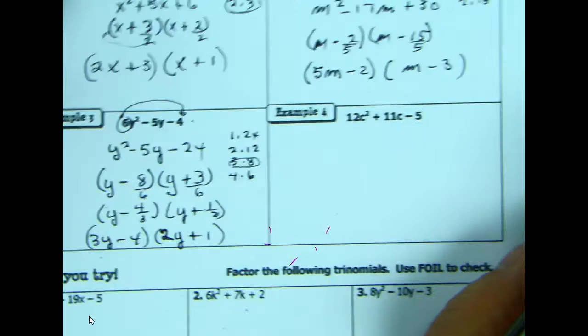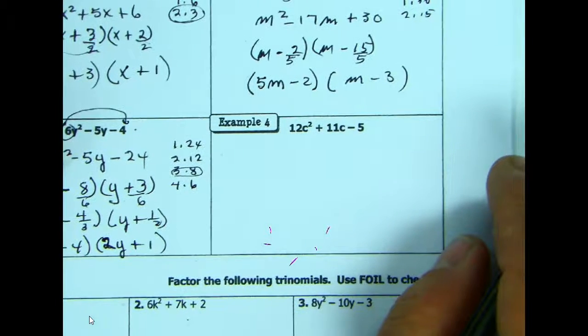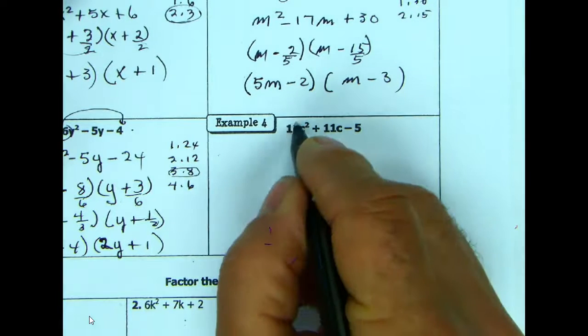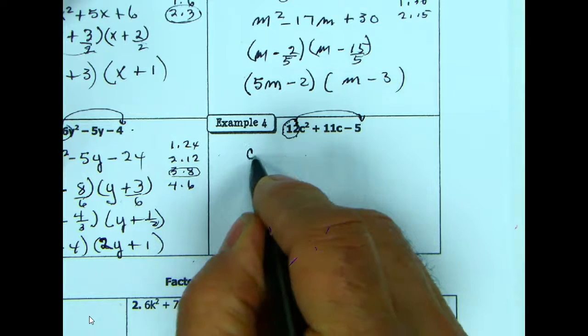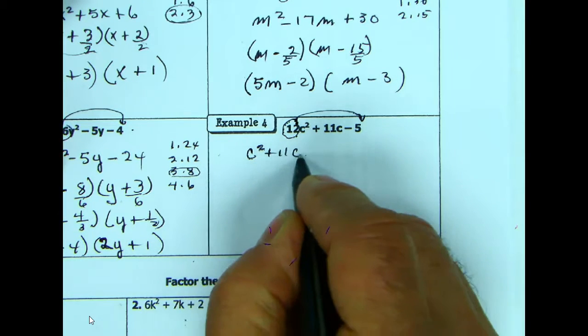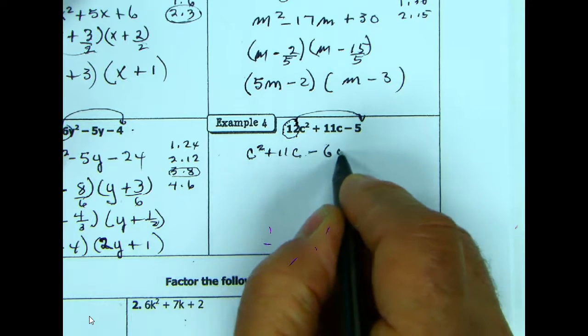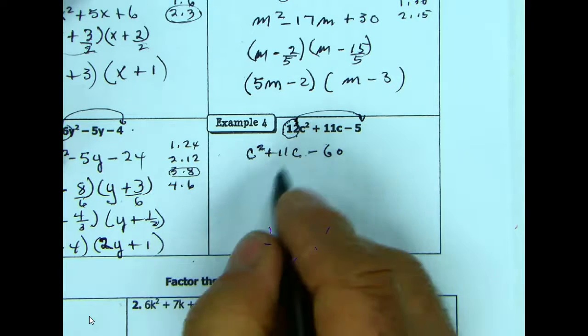One last one on this. Let's see. Okay, so here we're going to slide this 12, slip it right over to the end. So we have c squared plus 11c minus 5 times 12 is 60. Then we're going to set up to factor that.